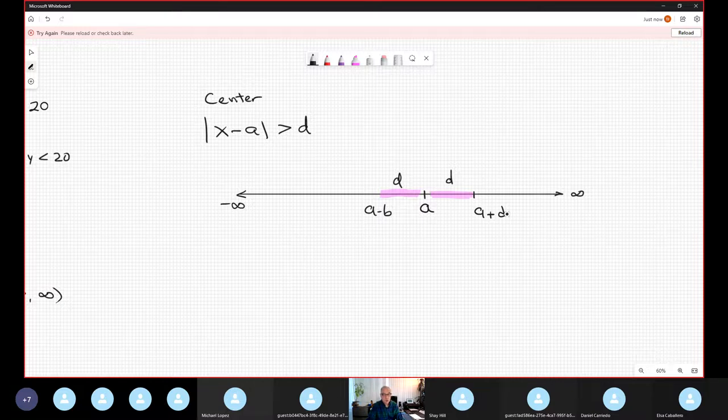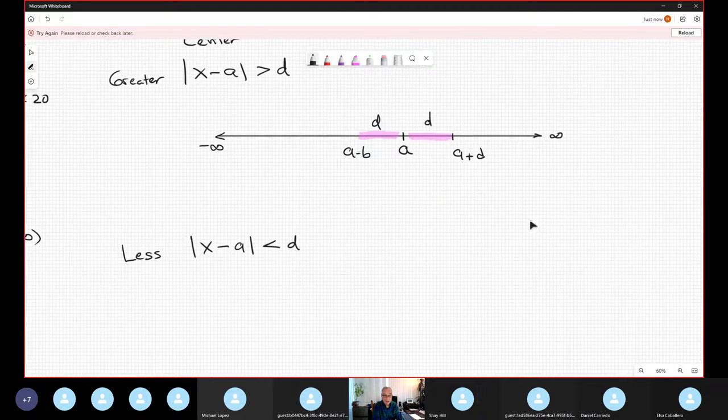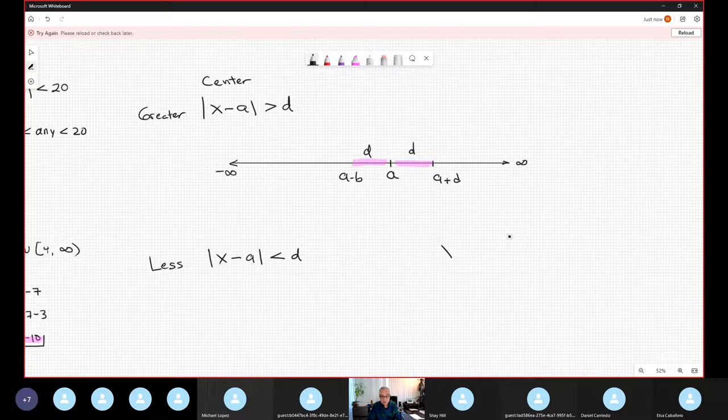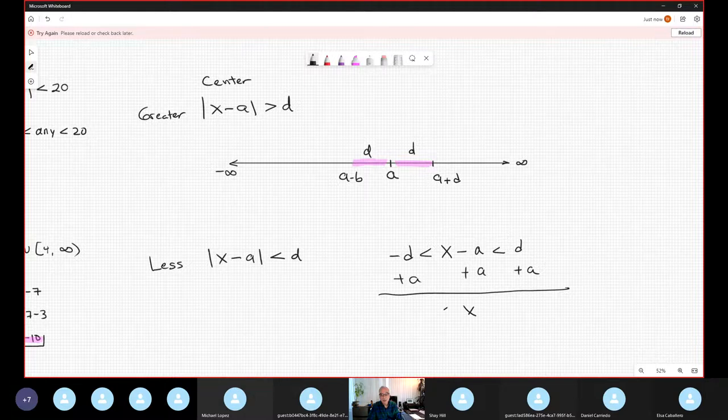Now, the solution of absolute value x minus a less than d. So this is less than, and this is greater than. The solution of less than, as I explained, can look like this. Look, you copy the expression inside the bars without the bars, and you put it between d and negative d. This is a shortcut. You solve for x, adding a to all sides, and we have x alone in between a minus d and a plus d. Wow, amazing. So now the solution for the less than is exactly this interval I highlight in pink. This is the solution of the less than.